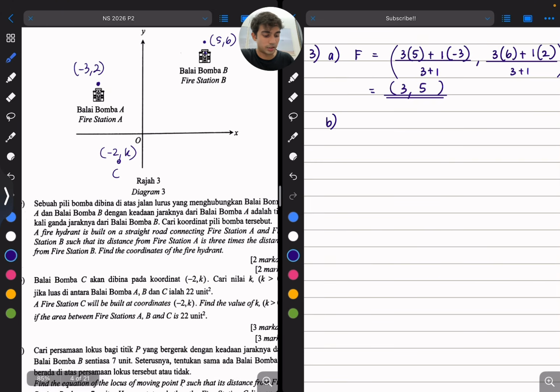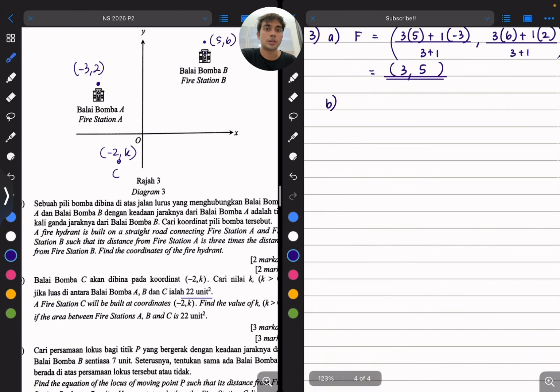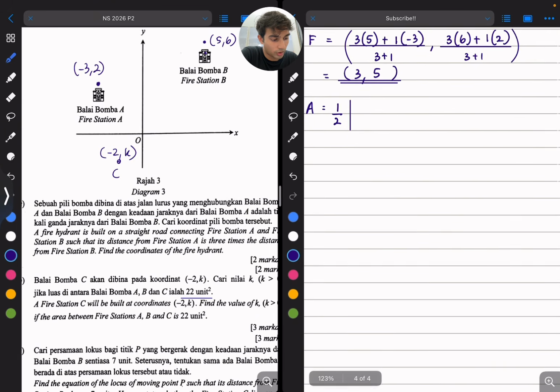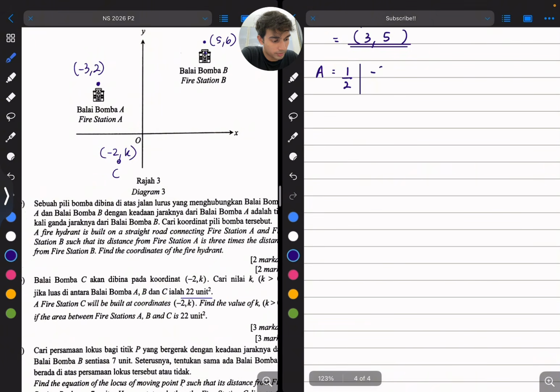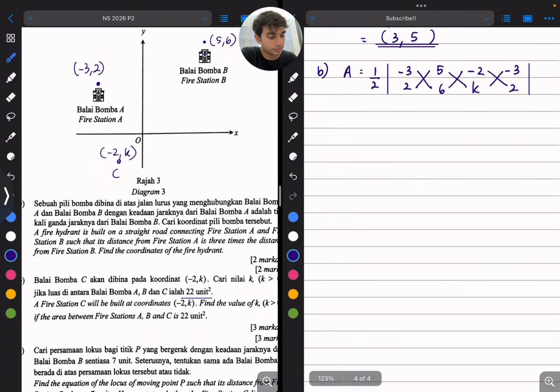So they say the area is 22 units. So here we have to use our area formula. So we can say area is 1/2 times all the coordinates: coordinate A, coordinate B, coordinate C, and don't forget to repeat the first coordinate, (-3, 2). This will give us the area. So you have to cross, cross, cross. Area is given as 22, so I put 22 here.